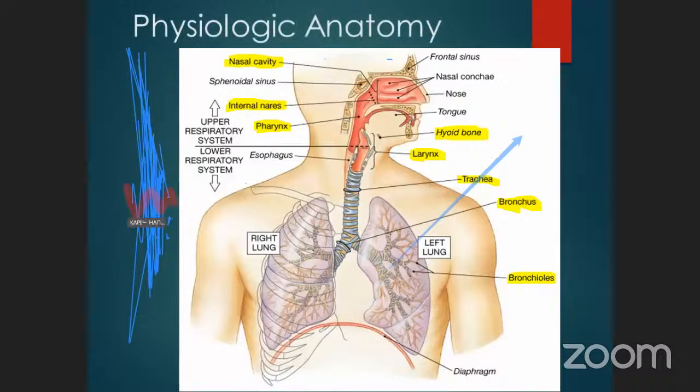Now we discuss the physiologic anatomy of the respiratory system. Here I have this diagram to show you the upper respiratory system and the lower respiratory system. The aim of this diagram is only to show that you should know the upper respiratory system and lower respiratory system.